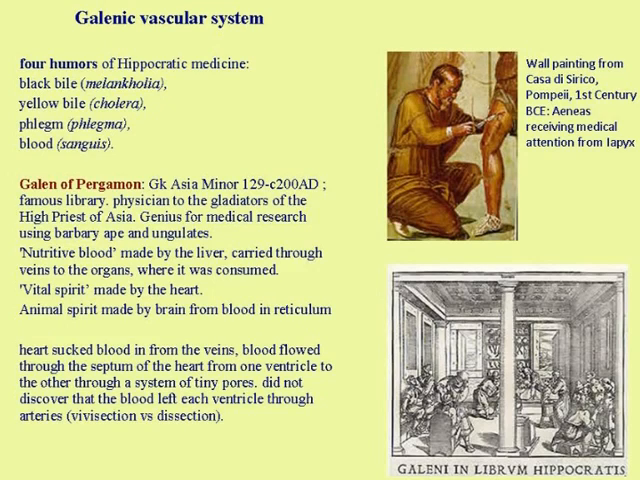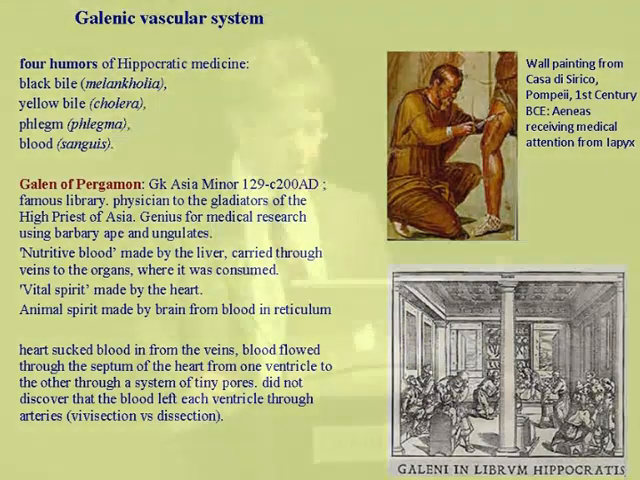And Galen learnt his trade by being a physician to the gladiators. And also, these gladiators were a particularly good stable because they were the gladiators of the high priest of Asia. Galen had a genius for medical research, and he used the two things that were available to him, the Barbary ape, the North African monkey, and ungulates, so sort of cattle.